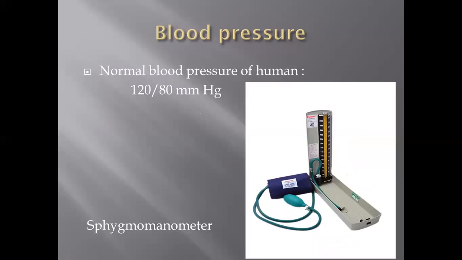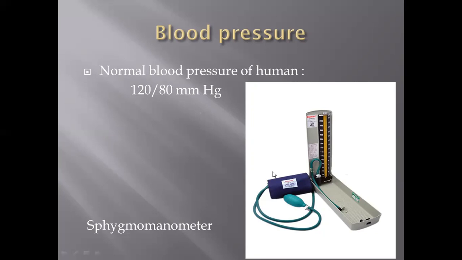Blood pressure. The pressure in arteries varies with the beating of the heart. When the heart contracts, the pressure in the arterial system increases. When the heart relaxes, the pressure in the arteries decreases. The pressure exerted on the main arteries is known as blood pressure. It is recorded by a blood pressure measuring instrument called a sphygmomanometer. This is a sphygmomanometer. So blood pressure is measured by this sphygmomanometer.